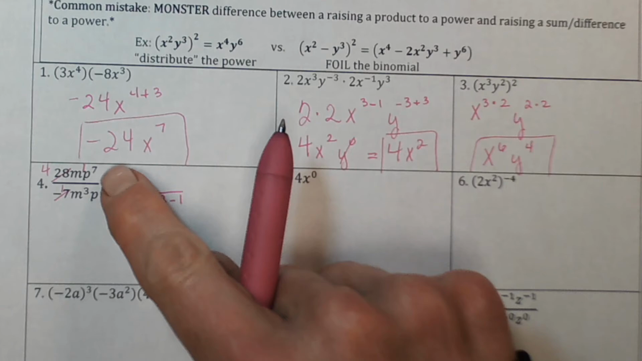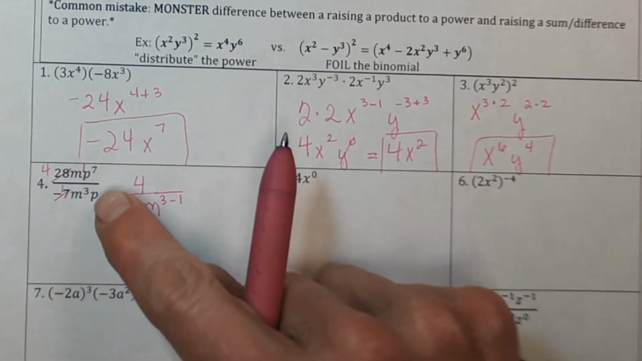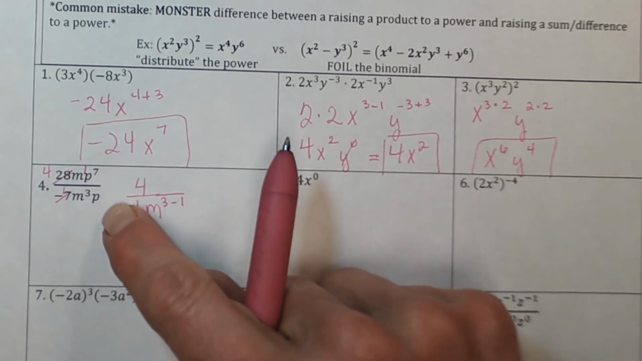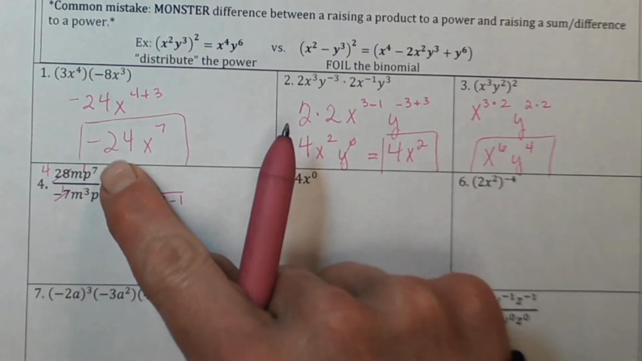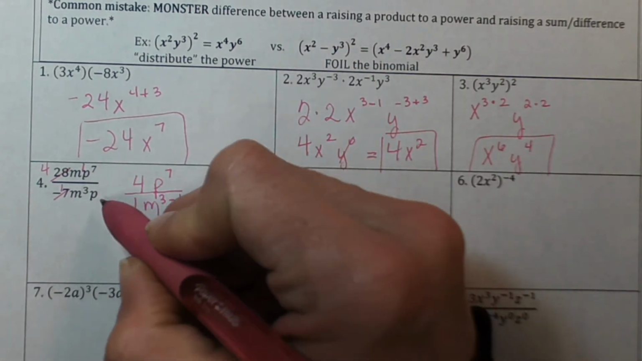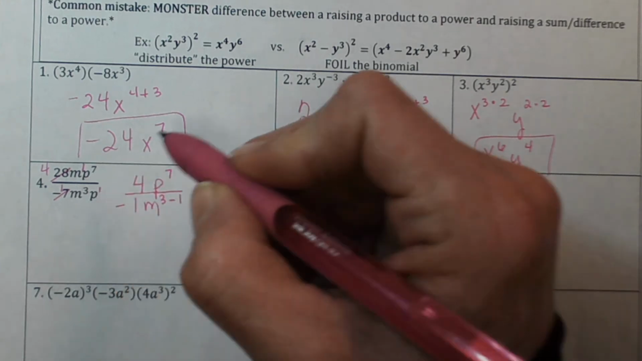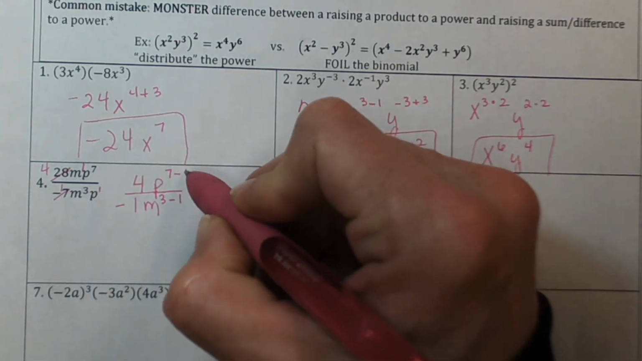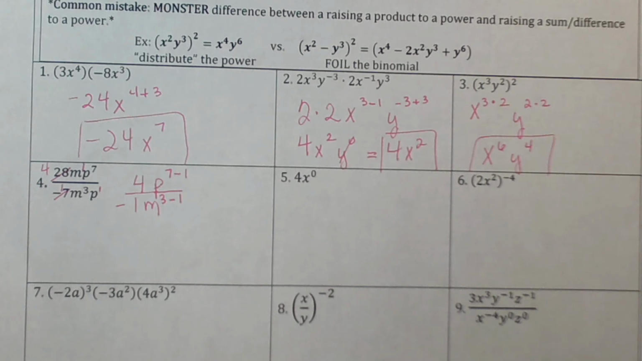And then I have p's to the 7th on top and p on the bottom. So the p's are larger in the top. So I'm going to have p's on the top, and I have the 7 that are there. And then again, if there's no exponent written, it's a 1. So I'm subtracting that 1 as I move it over.